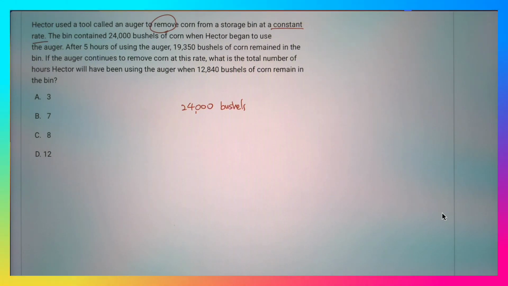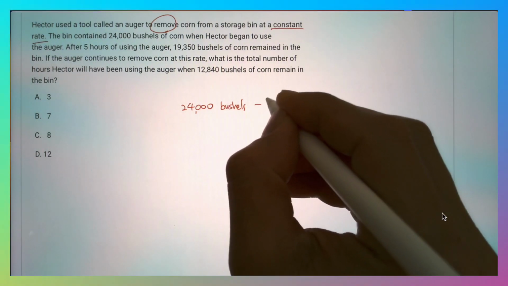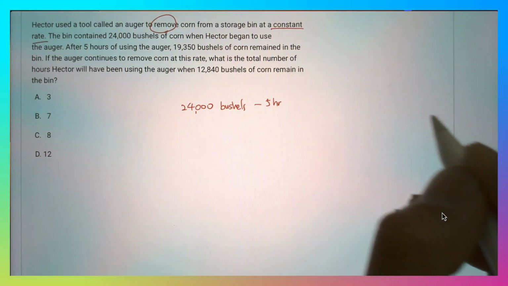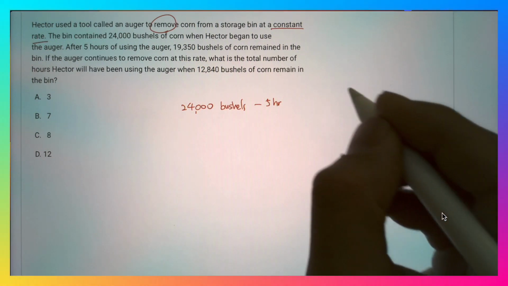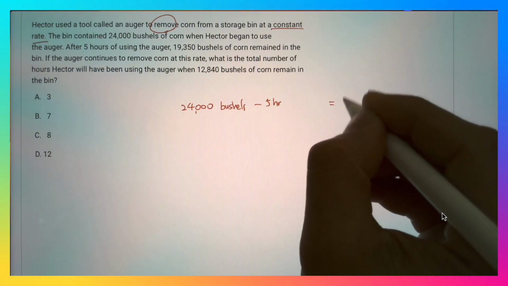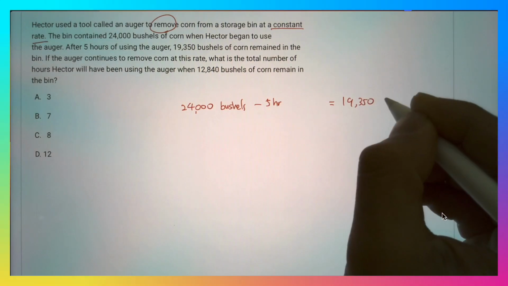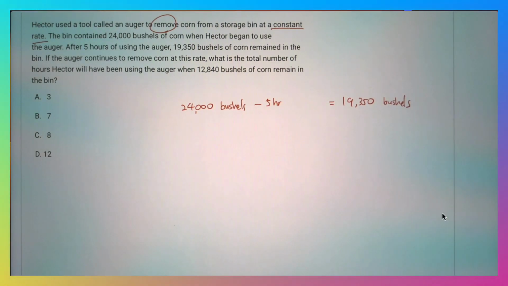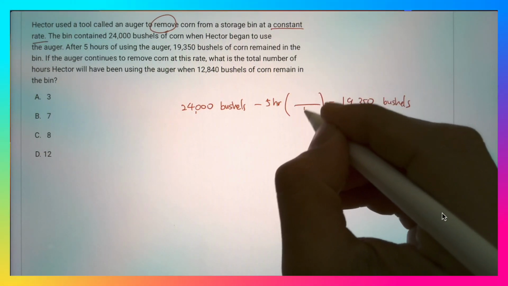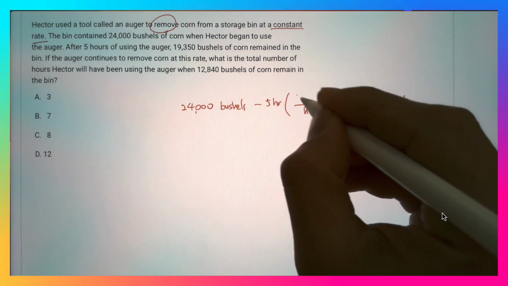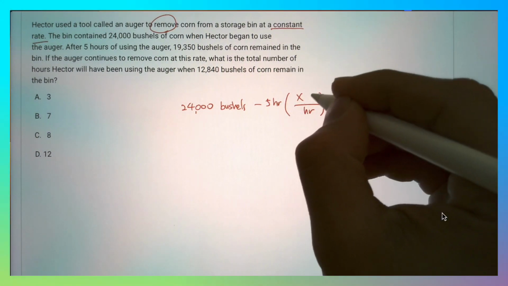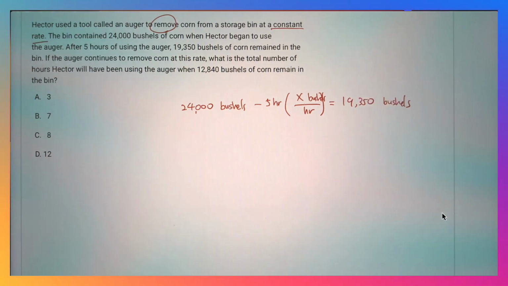When Hector began to use the auger, after 5 hours of using the auger, so minus 5 hours, 19,350 bushels of corn remained in the bin. So we will write 19,350 bushels. So what we put here, we get to find out the rate at which, or every hour, how many bushels are being removed. I'll call it x for now. And of course, x gets the bushel here, the unit.